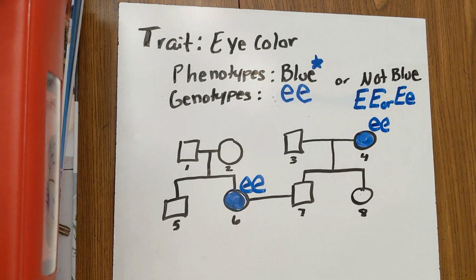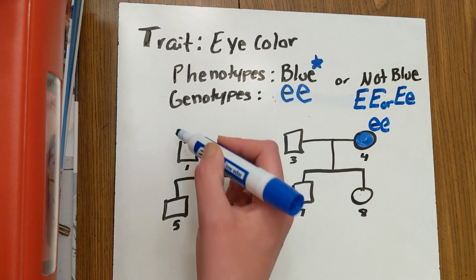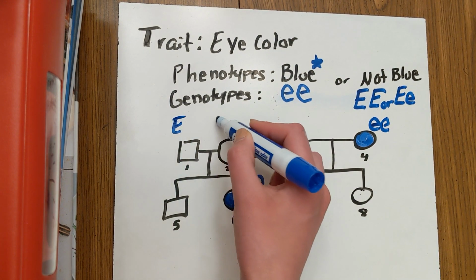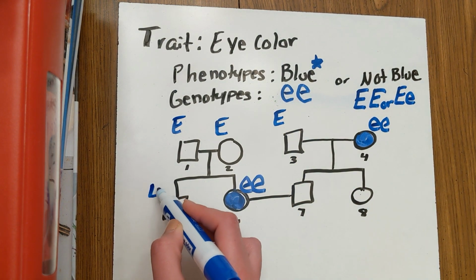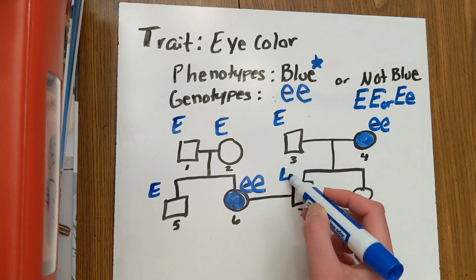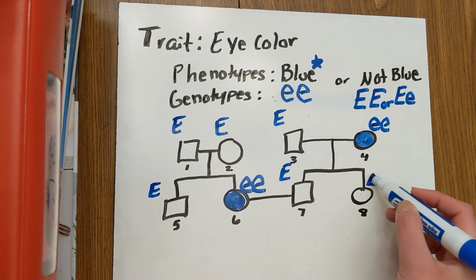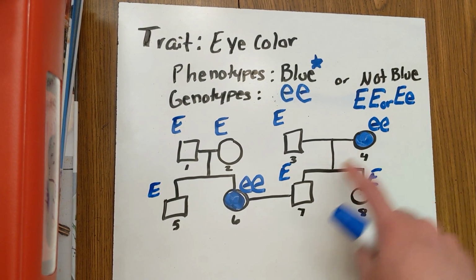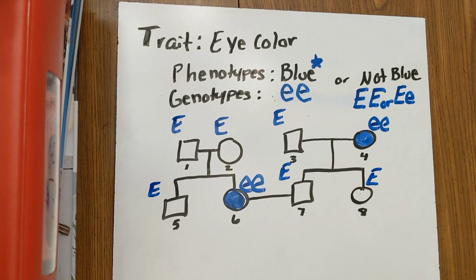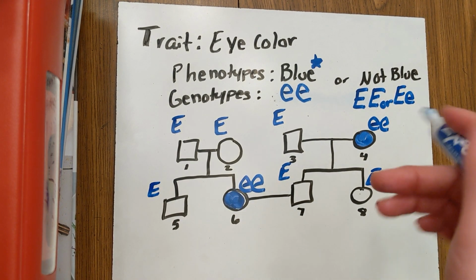Everybody else on here has not blue eyes, and so we know for sure that they inherited at least 1 big E. So when you do problems like this, find the people who are recessive, in this case the people who have blue eyes, and give them their homozygous recessive, or their little e, little e. Then go back through and give everybody else their big E. When you try to figure out the other allele for all these other people, it works like this.